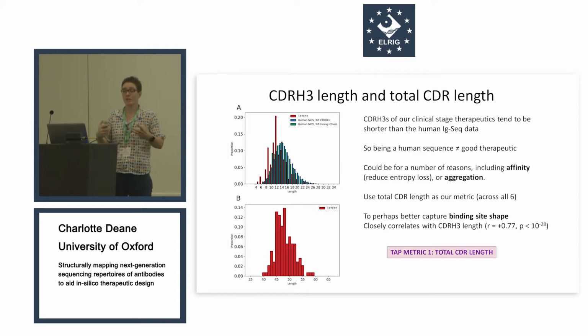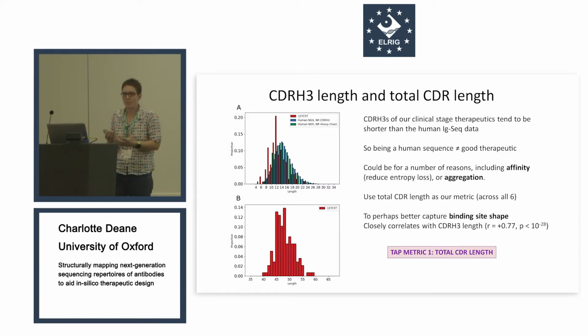So this is CDR-H3 length, and in fact we actually use total CDR length. So that's the length of the 6 CDRs all summed together. And the first thing you see is that CDR-H3s of clinical stage therapeutics tend to be shorter than you have in general human IG-seq data.